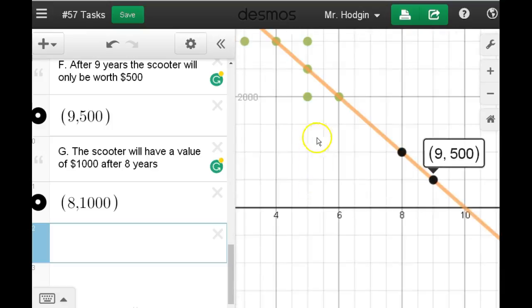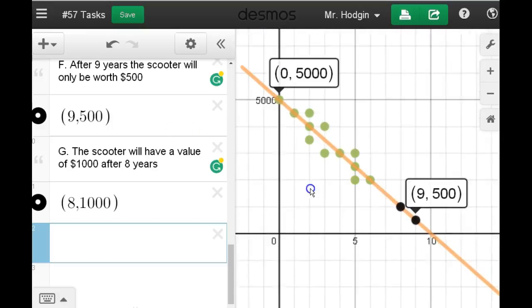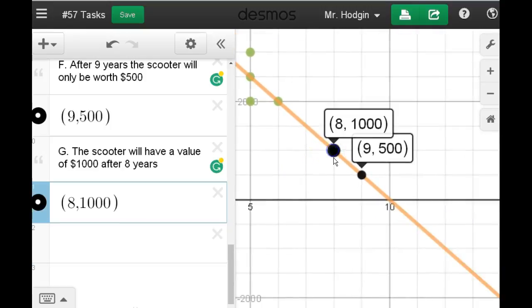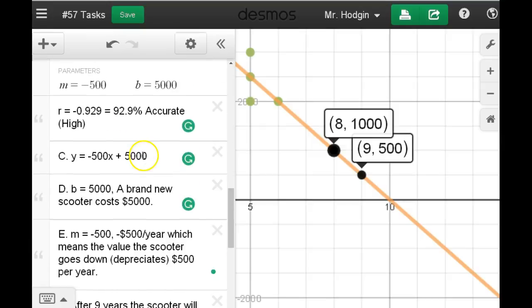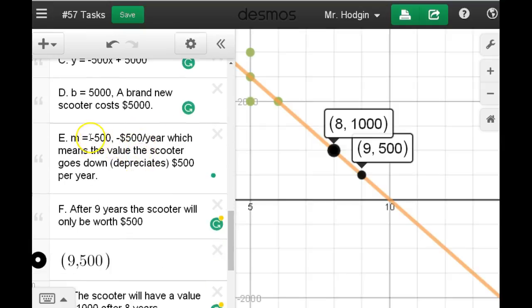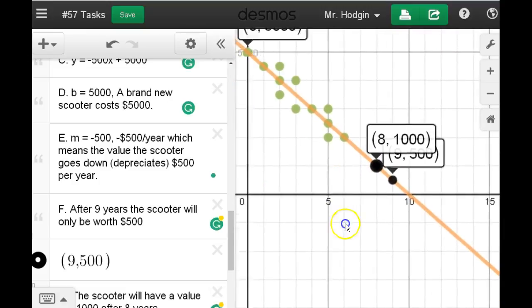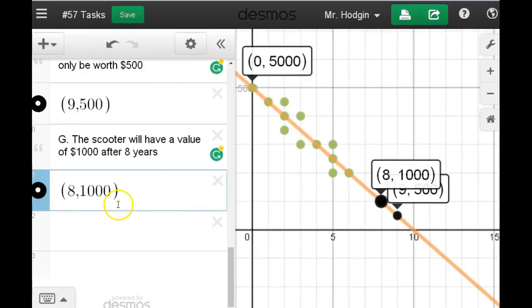So there's all our predictions. We did the y-intercept when it was brand new. It cost $5,000. We found that after 8 years it cost $1,000. After 9 years it cost $500, which makes sense because according to the slope in E, it's going down $500 a year. So if it's $1,000 after 8 years, 9 years, a year later, it'd go down $500. That's the slope. So everything you should kind of agree with. All right, so anything else?